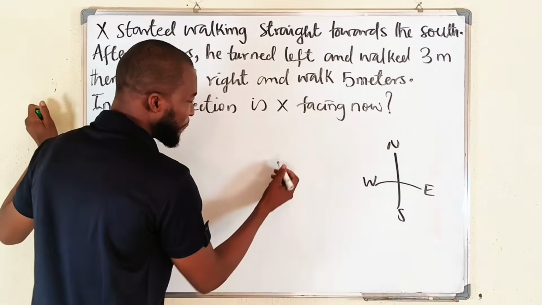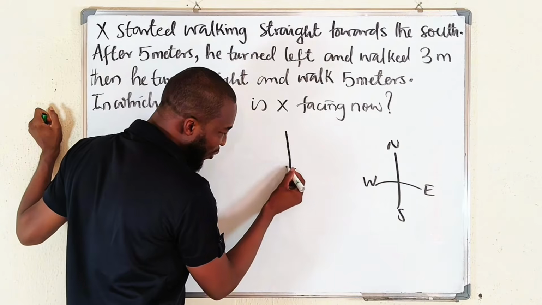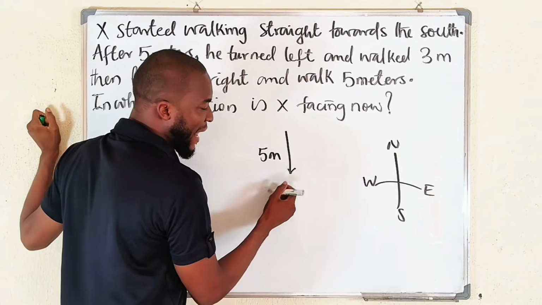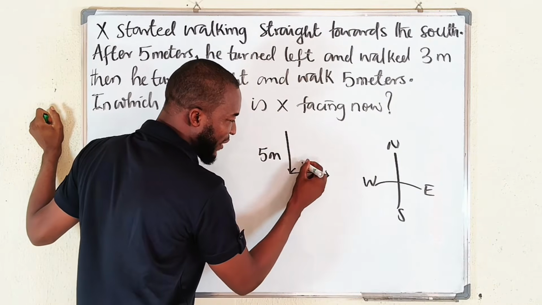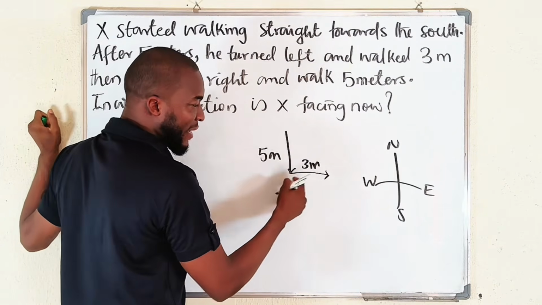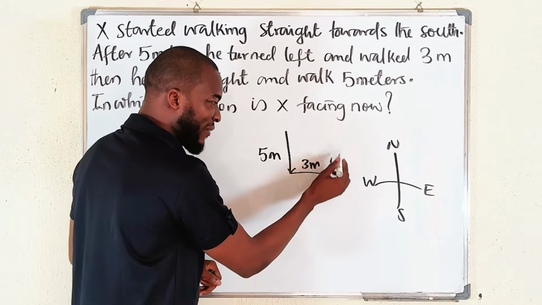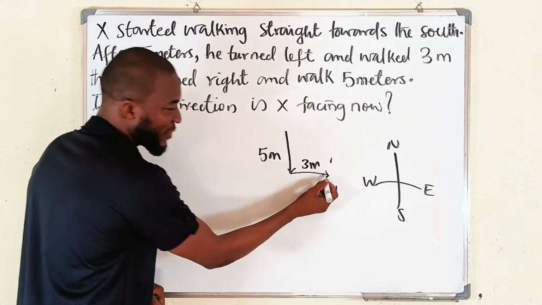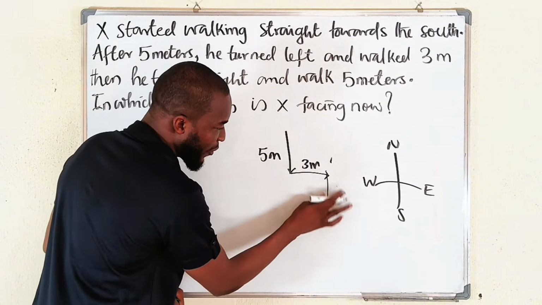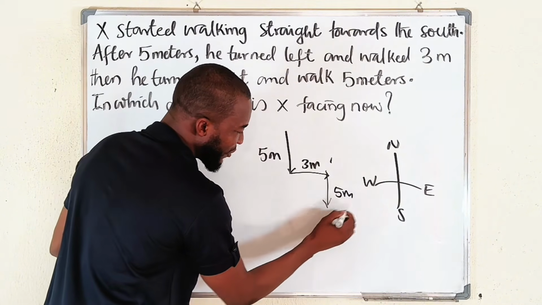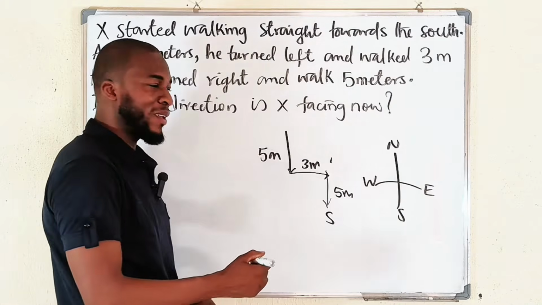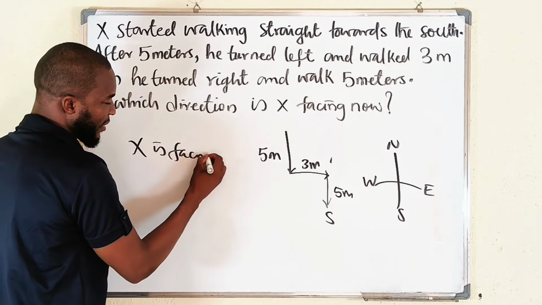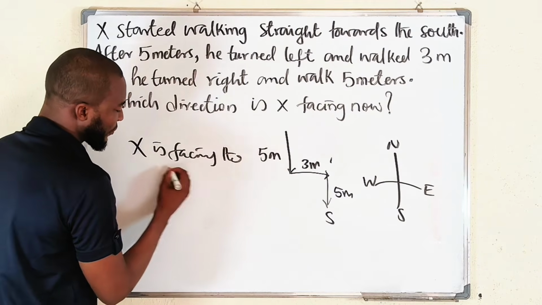So look at the pattern. Straight towards the south for 5 meters. Then turn left for 3 meters. Then, you know, this is going to be my left hand side. This is my right hand side. They said I turn right. So this is where I'm turning to for what? 5 meters again. So last, this is the south. So therefore we say that X is facing the south.